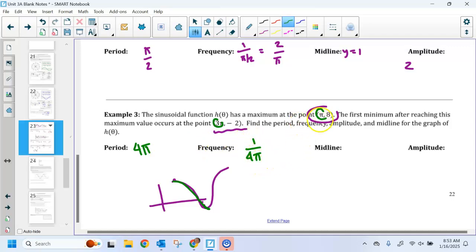Now the midline is the average between the max value and the min value. The max is 8, the min is negative 2, the average, just add them together and divide by 2, so that midline is the line y equals 3. And then the amplitude is the distance between 8 and 3, or between negative 2 and 3, so that amplitude is 5.